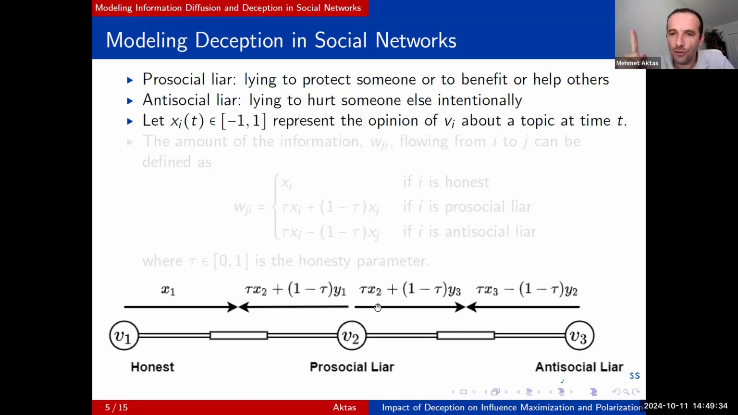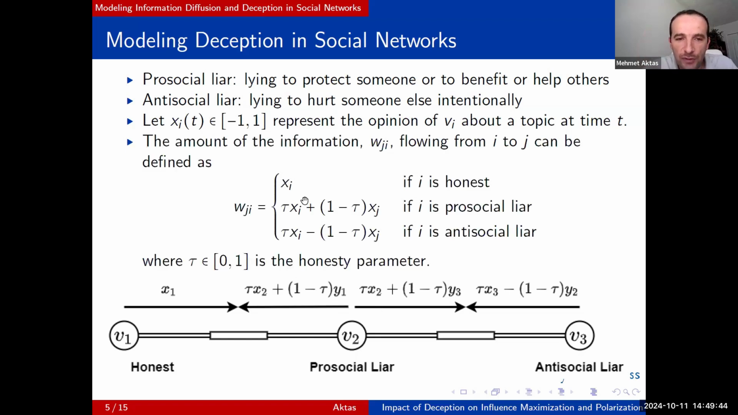and 1 in our social network. And -1 means totally opposing an idea. 1 means totally supporting the idea. And this is our diffusion model. As you see here, if a user is honest, whatever he thinks, he just says. So his private opinion is Xi, and his public opinion is also Xi.